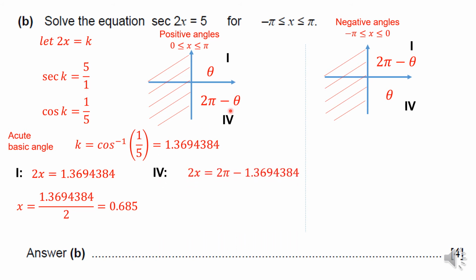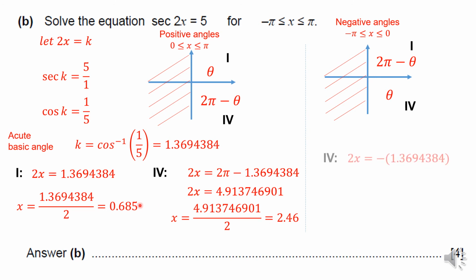Now when I go to the fourth quadrant, I have to take 2 pi minus 1.3693884, and then I'm going to isolate the x. First I get that value, divide by 2, and I get 2.46. So these are already two solutions, but for the positive angles. But for the negative angles, it will be exactly the same, just with minuses in front.